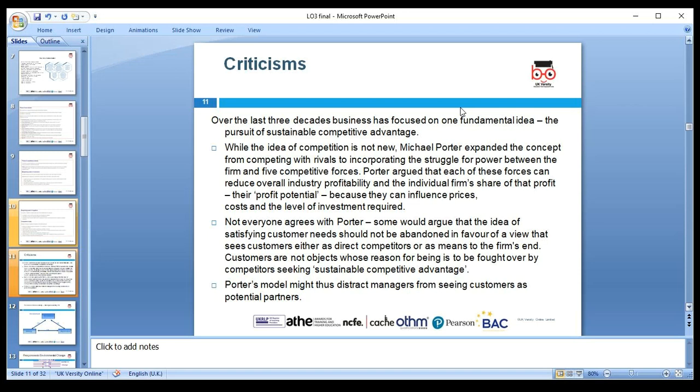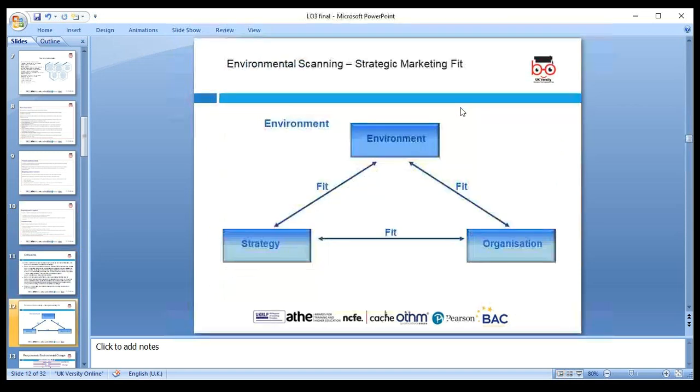Not everyone agrees with Porter, and some argue that the idea of satisfying customer needs should not be abandoned in favor of seeing the customer as either direct competition or a foe. The customer is not an object being fought over by competitors seeking sustainable advantage. So Porter might thus distract managers from seeing the customer as a potential partner. That's a bit of the criticism.